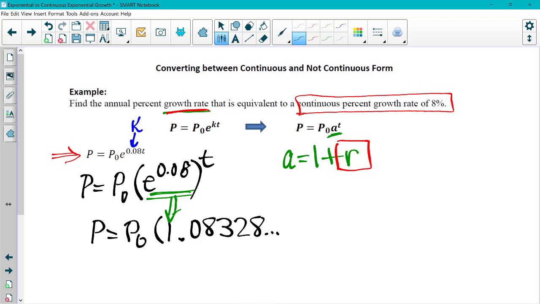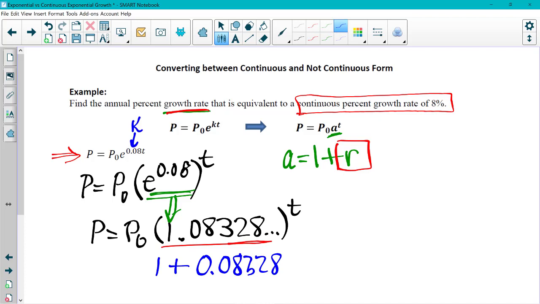If we do that, it comes out to be 1.08328, etc. As we expect, it's going to be a little bit larger than 8%. So this is telling me that this is 1 plus 0.08328, which is my growth rate as a decimal. I convert that to a percent, which becomes 8.3, and if we want, we could round it to 3, depending on what rounding we want.